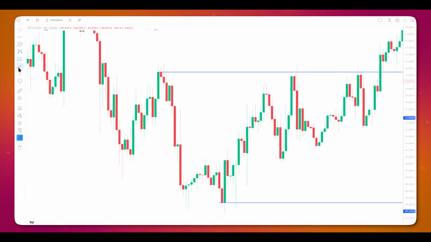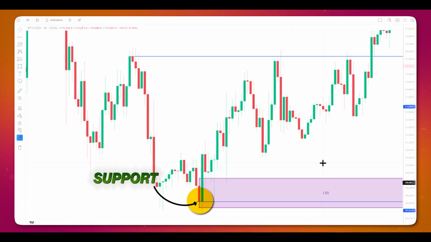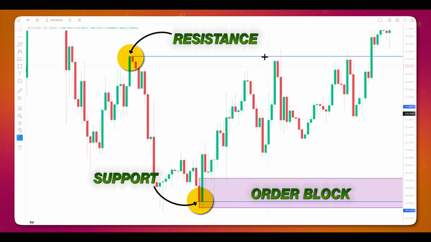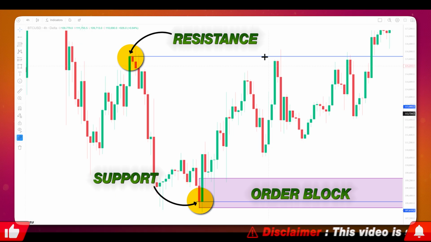To do that, go to the rectangle tool, select it and draw a box covering the entire candle from wick to wick. I adjust it slightly to perfectly fit the candle. If text is available, I label it OB, meaning order block. So now support and resistance are marked. Order block is marked. All of this is done on the 4-hour time frame. If a fair value gap was visible here as well, we could have marked that too.